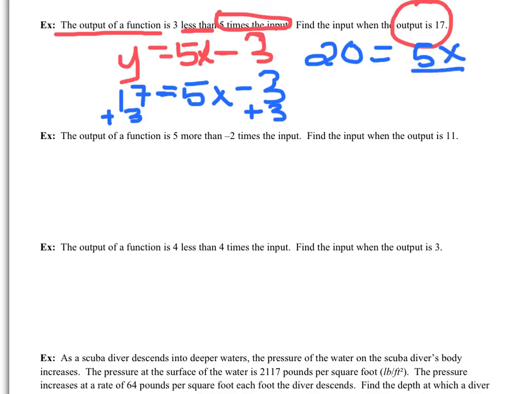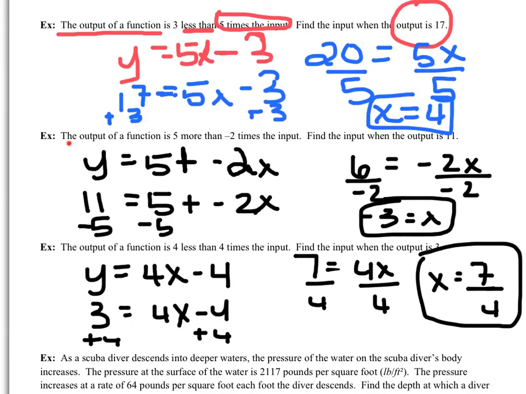And then on that side, be left with a 5. So then x would equal 4. So again, pause the video, press play when you're ready to check your answers. So here the output of a function, again, that's y equals 5 more than 5 plus negative 2x. And if you solve using reverse PEMDAS, you end up with x equals negative 3.